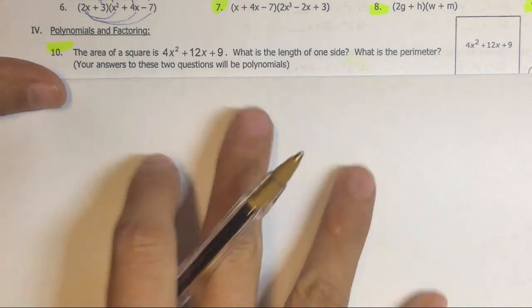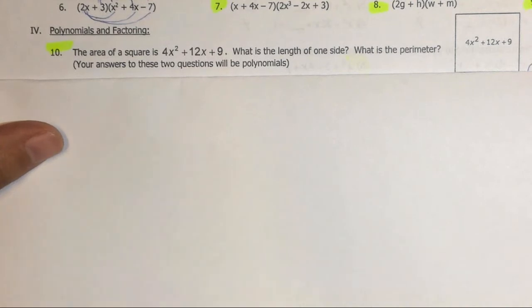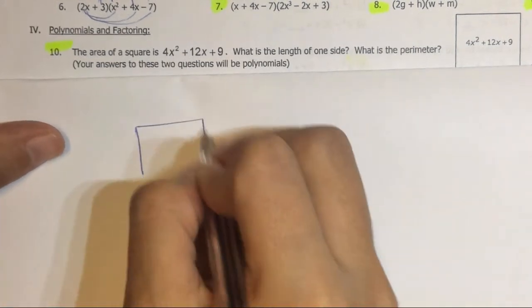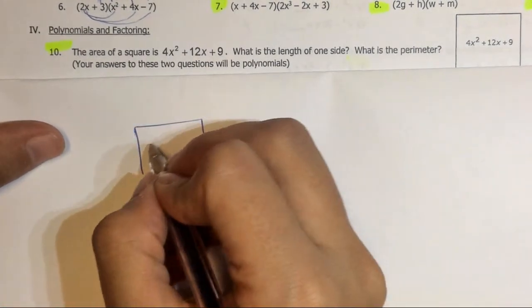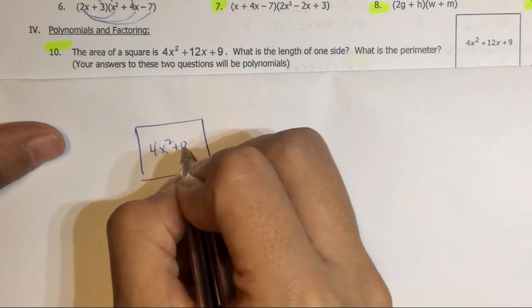Alright, so the next problem I'm going to do is number 10, polynomials and factoring. This problem is kind of interesting. It says the area of a square is 4x squared plus 12x plus 9. What is the length of one side? What is the perimeter? Your answers to these two questions will be polynomials. So basically you have a square and they tell you that the area is 4x squared plus 12x plus 9.